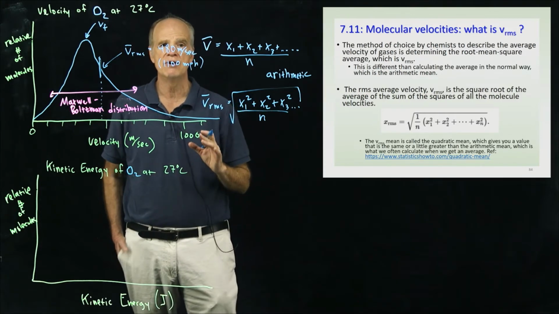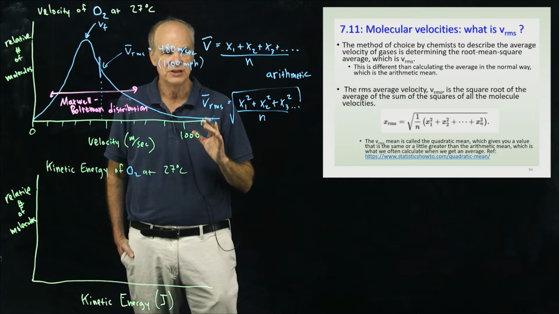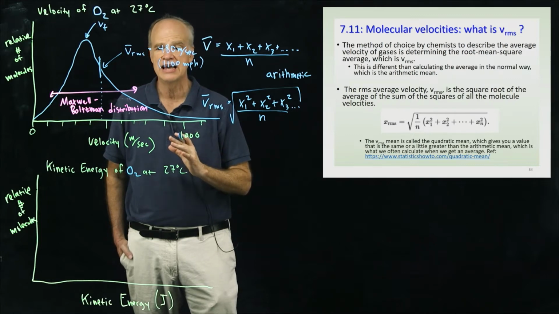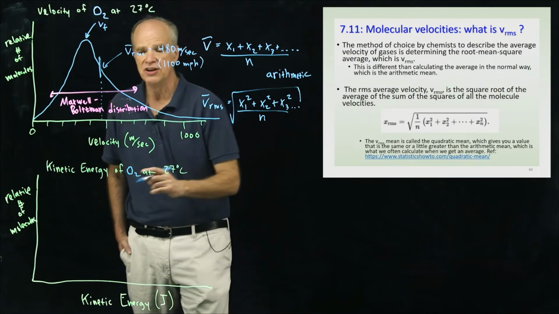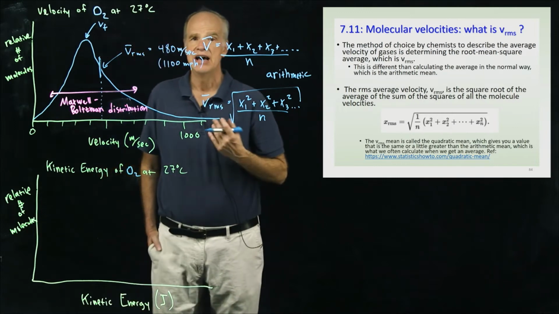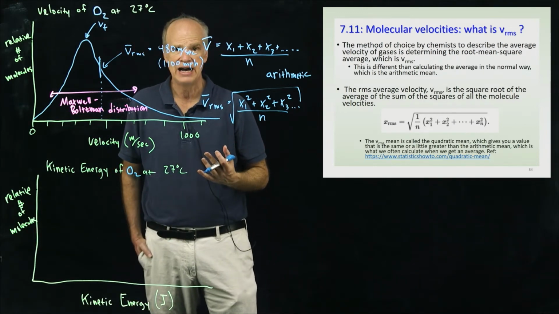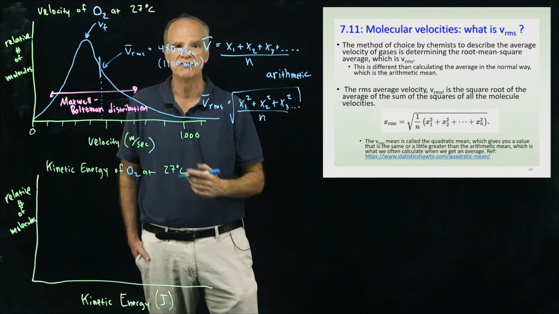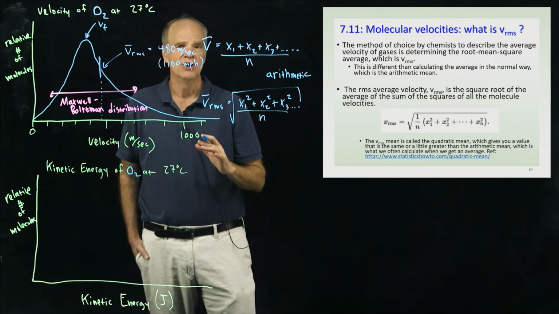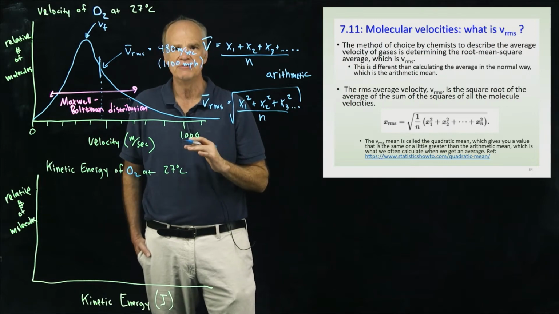Now what I want to do is leave talking about the velocities of oxygen molecules and go on to their kinetic energies. I want to produce a graph of the kinetic energies that oxygen molecules will have in a sample of oxygen at 27 degrees C. So what might that distribution look like? Well, that's actually pretty easy to figure out, and let me show you why.